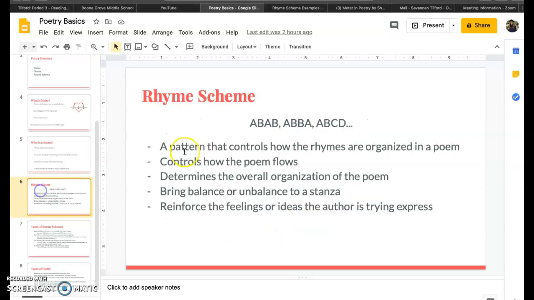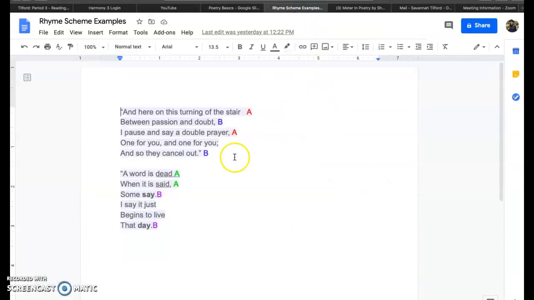So going back to this idea of the pattern of ABA, ABB, let me give you an example. I picked two poems here to show you what I'm talking about when I say rhyme scheme pattern. This is what I mean. "And here on this turning of the stair, between passion and doubt, I pause and say a double prayer, one for you and one for you, and so they cancel out."